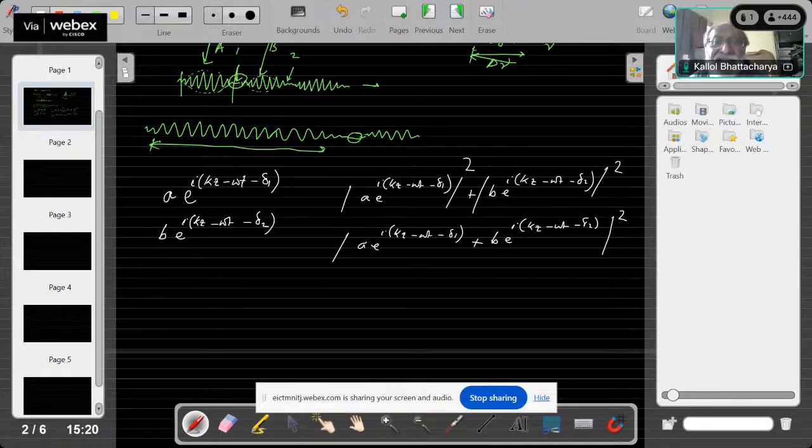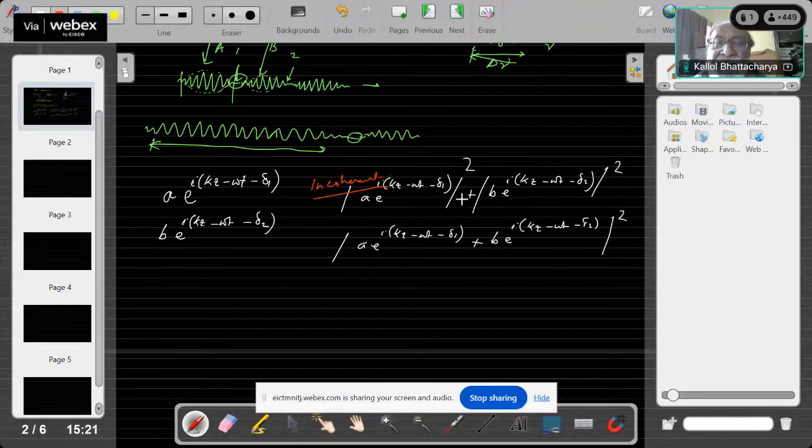Now, which is correct? Well, in the case of incoherent light, the first one is correct. Why? Because their phases are changing randomly. Delta 1 and delta 2 are changing randomly. Therefore, they have no phase correlation, and because they have no phase correlation, the result will simply be the sum of their intensities.